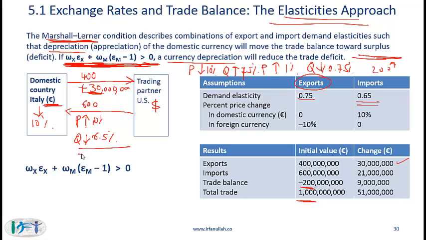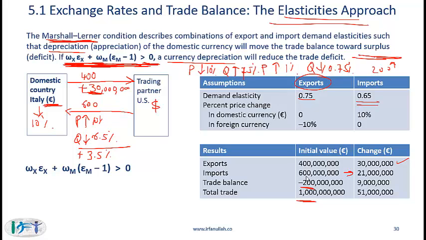The net impact is 10 minus 6.5, which is plus 3.5%. This means that in euro terms, the value of the imports is up by 3.5%. If the value of the imports initially was 600 million, now the value of imports will be 3.5% more, which means 21 million. 21 million is 3.5% of 600 million.